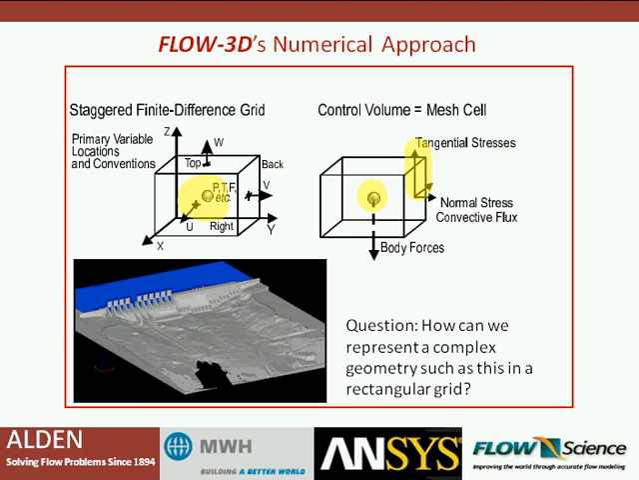So then next, one of the questions would be, with a structured technique like this, how do we represent a complex geometry such as this shown at the left in a rectangular grid? And I will also address that momentarily.